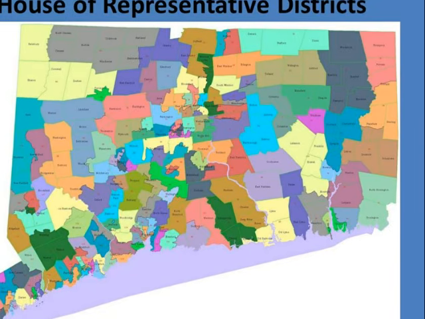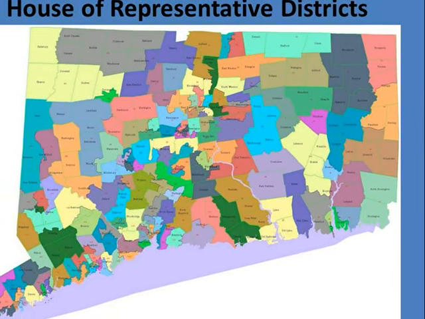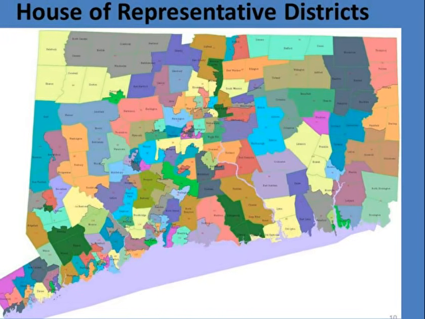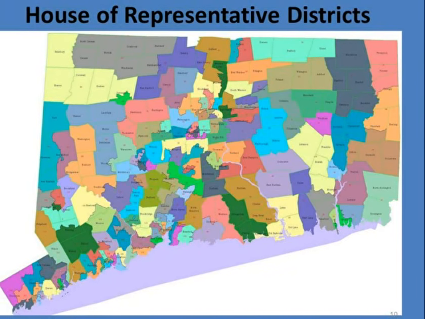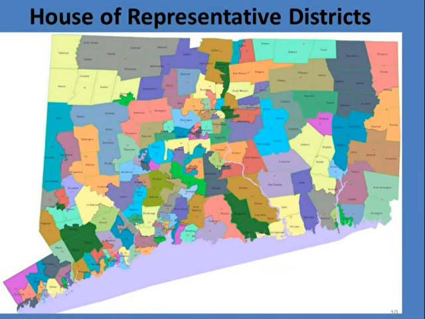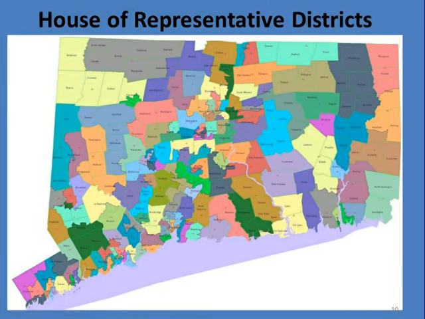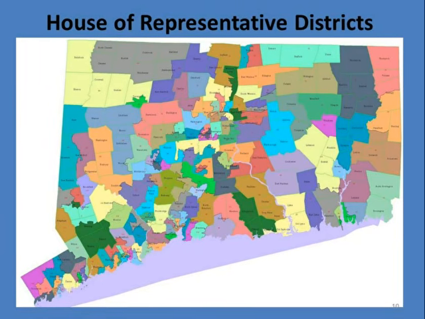Connecticut's General Assembly has 36 senators and 151 representatives. All the senators and representatives represent a district that covers all or part of one or more towns. Districts are created so they contain roughly an equal number of citizens. Connecticut senators and representatives all serve 2-year terms with no term limit.